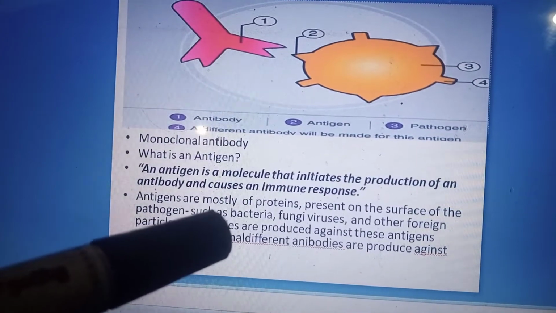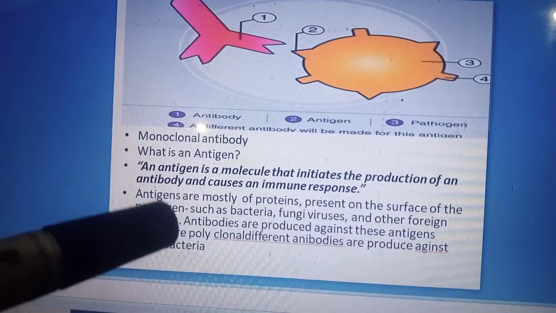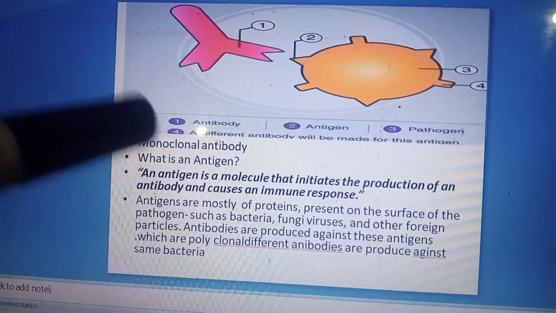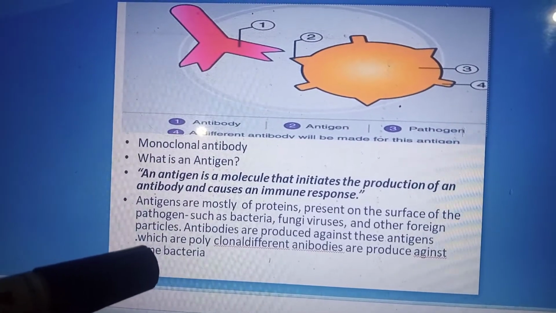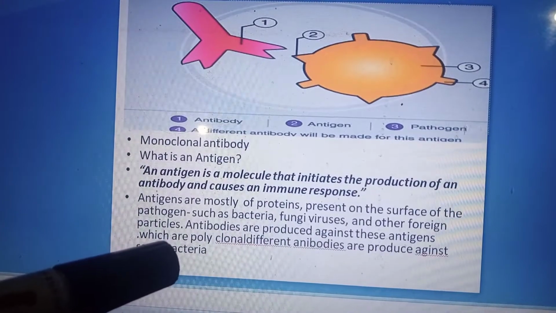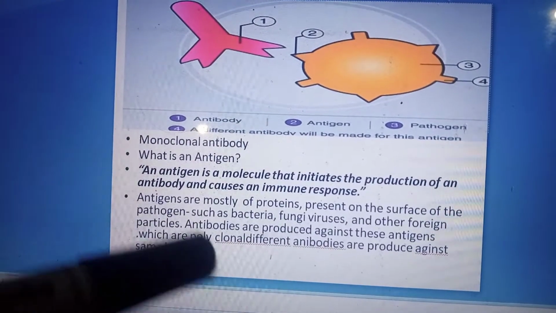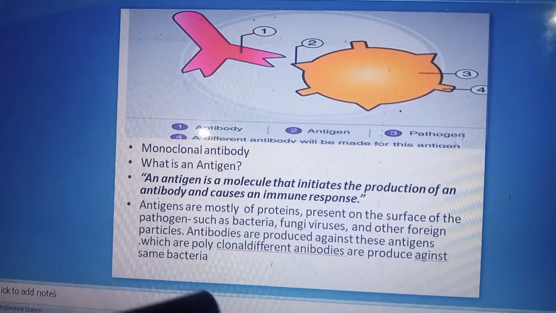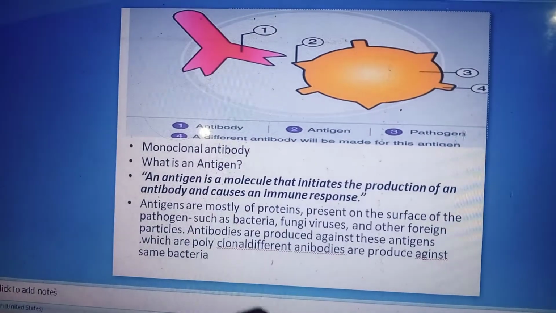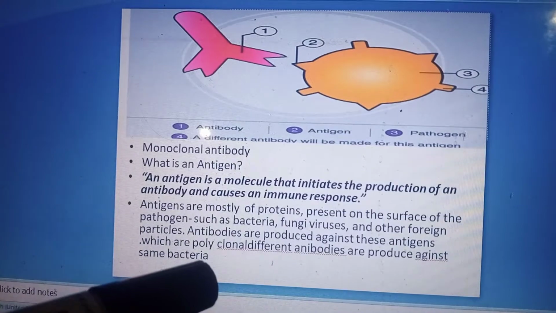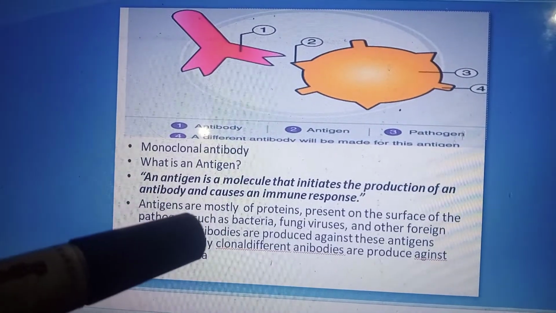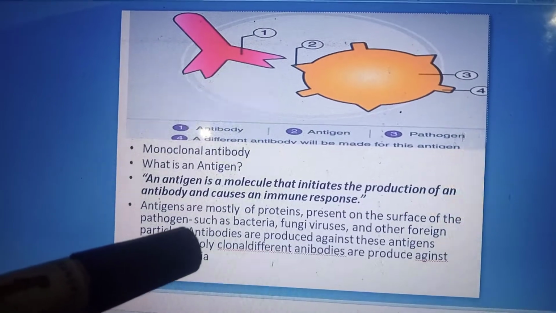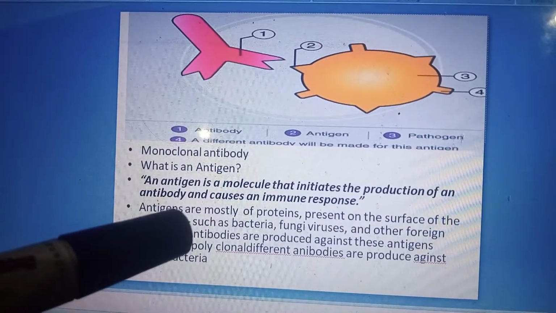Antibodies are produced against these antigens when they enter the body, and actually they are polyclonal. The antigens are different, so different types of antibody are produced when different antigens come into the body. These different antibodies are called polyclonal antibodies.